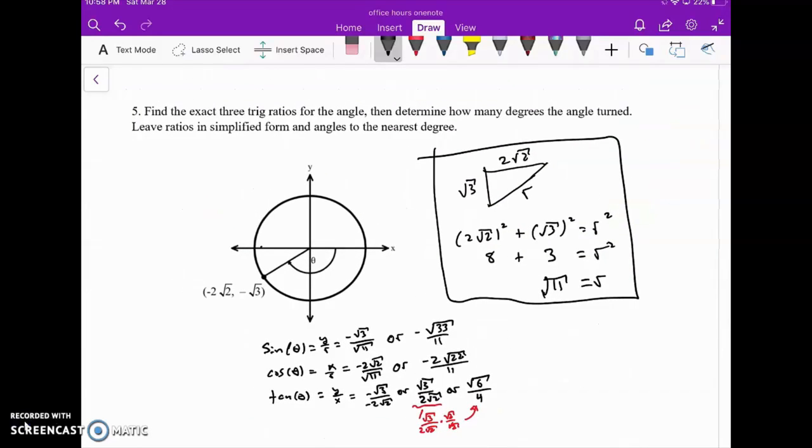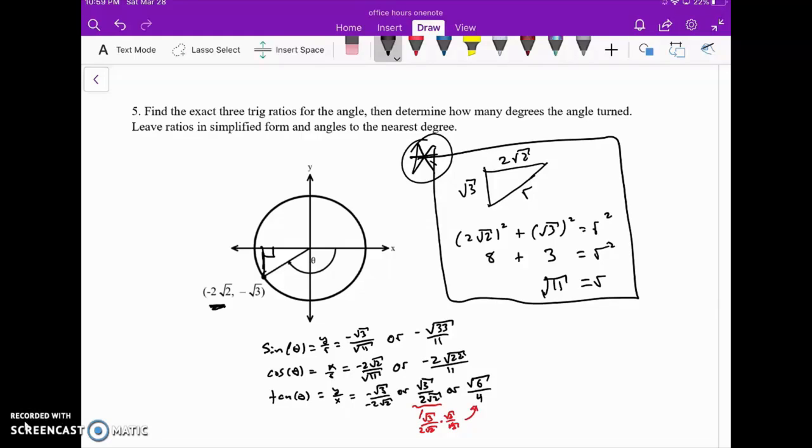Next example here is a little bit ugly to look at, right? I'd rather these were whole numbers or even decimals or something, but they're not. Same deal though, it doesn't matter what sort of numbers we're looking with. Same technique. Drop an altitude, make a little right triangle, and then we'll go over here and do some Pythagorean theorem.